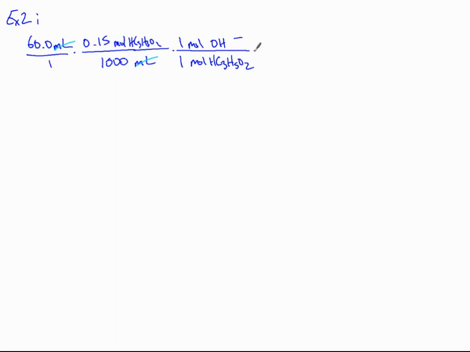So how many milliliters of sodium hydroxide do we need? It is 0.1 moles per liter, or 1,000 milliliters, and that's sodium hydroxide. So your thousands can cancel, don't put them in your calculator. So here it is. We're going to need 90 milliliters.